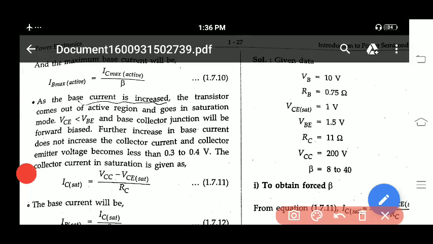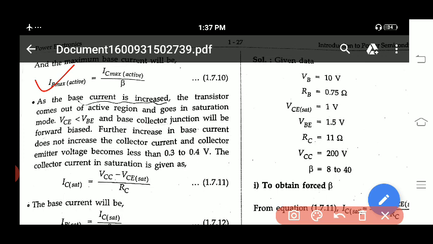During this IC max, whatever the IB you will get, that is also IB max. So you can write down IB max in active region will be IC max active divided by beta. As a base current is increased, obviously it increases collector current. Here you have observed that the base current is directly proportional to IC. As you increase base current, IC will be increased, so it shifts from active region to saturation region.